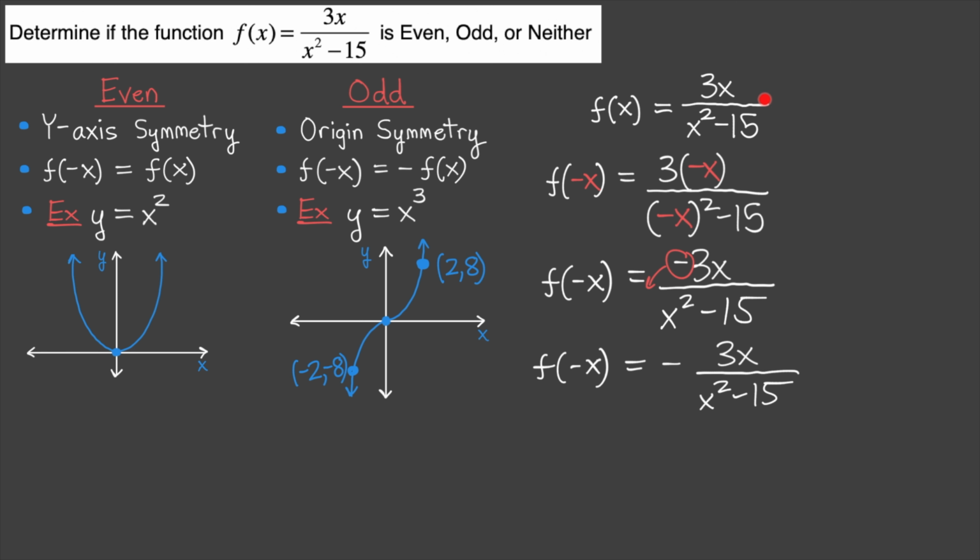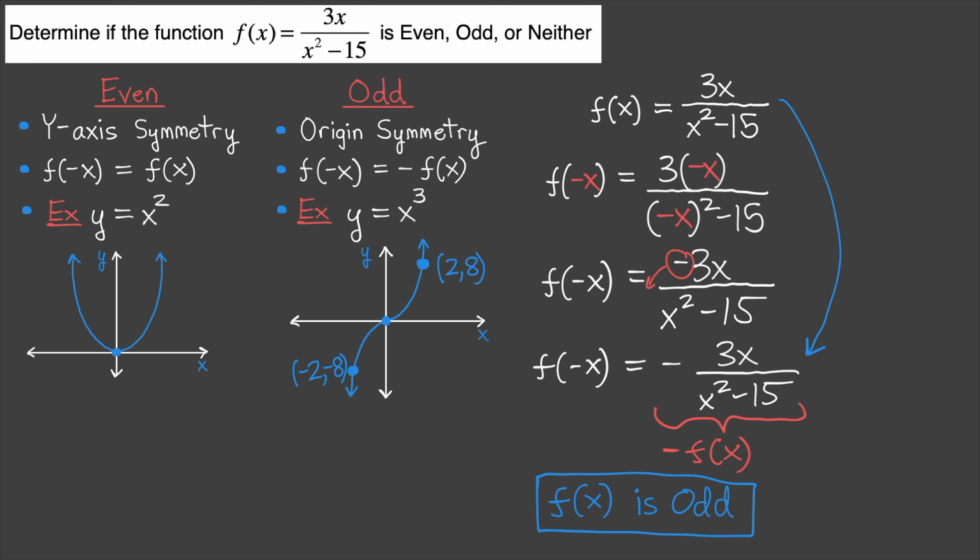So our original function is this, and if you compare it to our f of negative x, notice it's exactly the same function, but there's a negative out front. That's what an odd function is. So that tells us that f of x here is odd. So this here is negative f of x. All right, so that tells us that f of x is odd. So there's our answer. Let's look at another example.